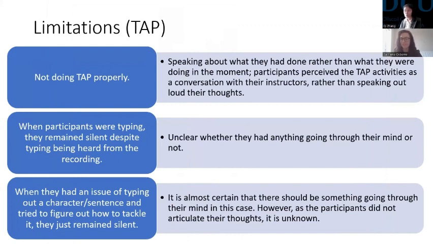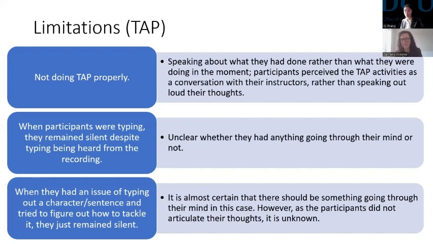A limitation of the think-aloud protocol is speaking about what students had done rather than what they were doing in the moment. This came up a little bit in the research. They weren't necessarily carrying out the think-aloud protocol correctly. They perceived the TAP activities as a conversation with their instructor, rather than speaking out loud their thoughts. It sounded to us like they were almost being judged on their performance, when it wasn't the case at all.